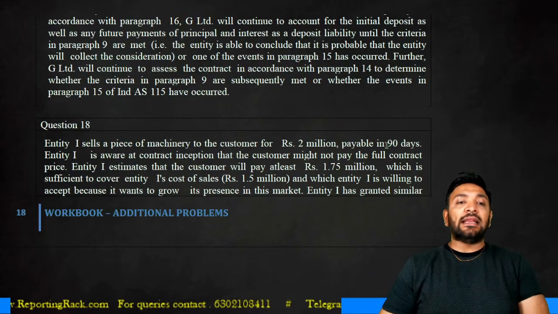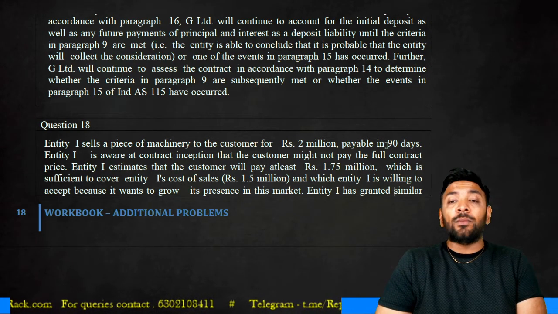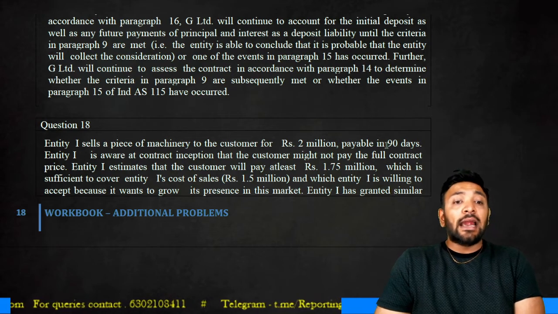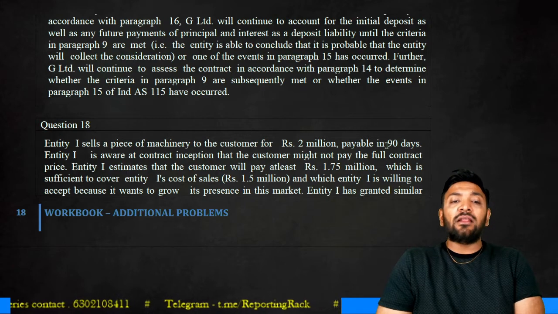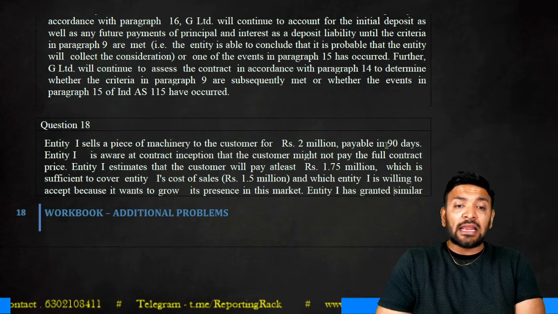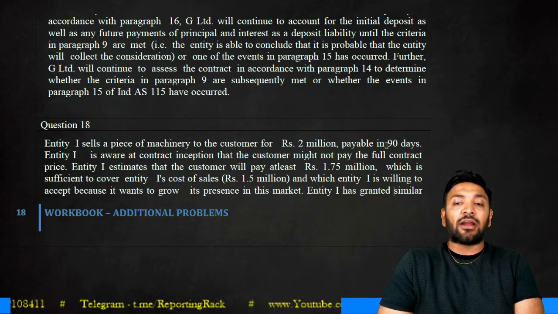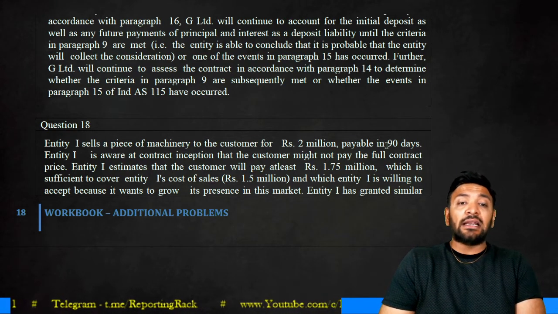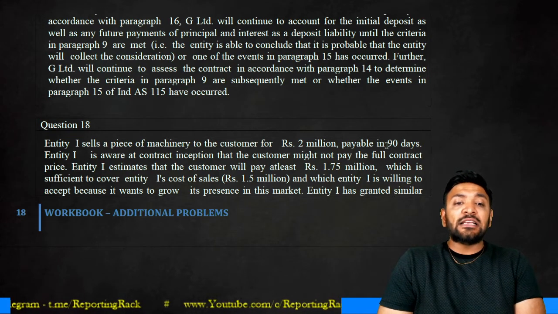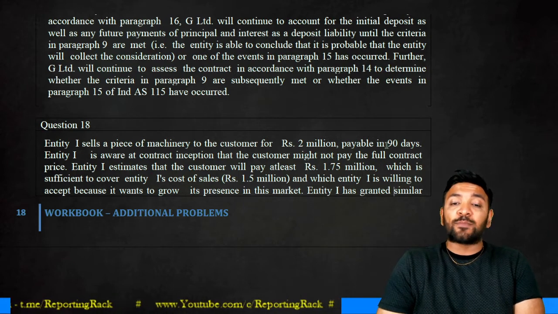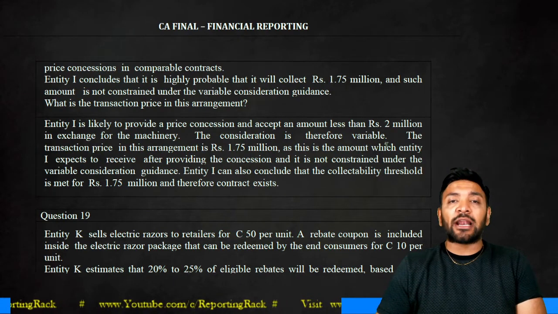Let's look at question number 18 then. Entity I sells a piece of machinery to the customer for 2 million payable in 90 days. Entity I is aware at the contract inception that the customer may not pay the full contract price. Entity I estimates that the customer will pay at least 1.75 million, which is sufficient to cover the entity's cost of sale, which is only 1.5 million, which Entity I is willing to accept because it wants to grow its presence in the market. Entity I has granted similar price concession in comparable contracts.